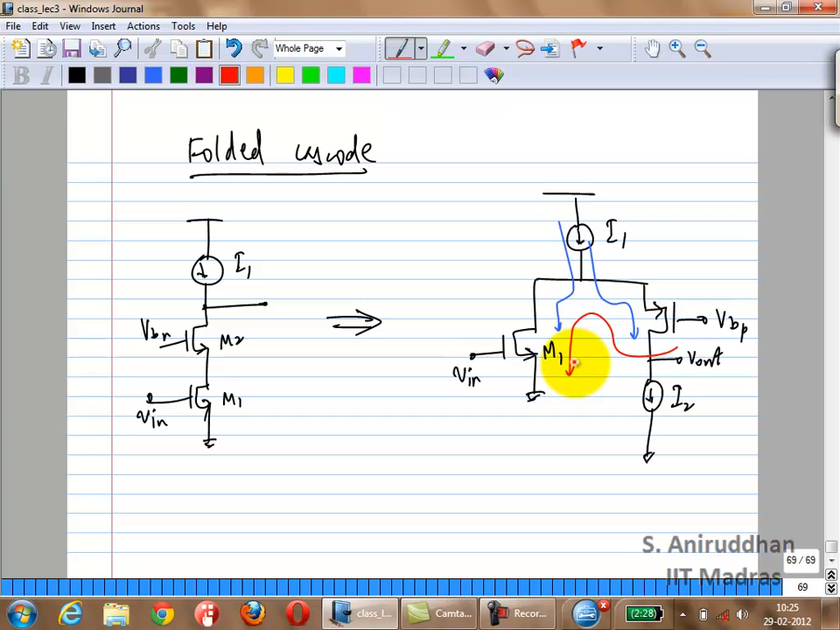Correct? What is the output impedance of this? It's the same as the other case. In this case, it's GM RDS2 RDS1. Here it's the same thing. There's no difference. Okay? So let's start off building the folded cascode from this basic idea.